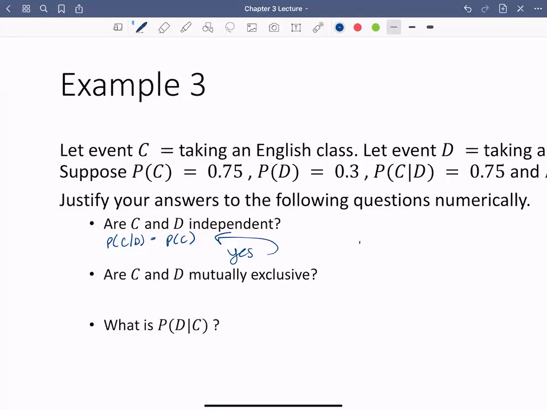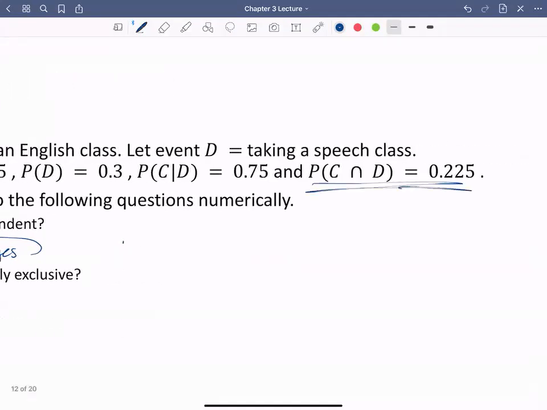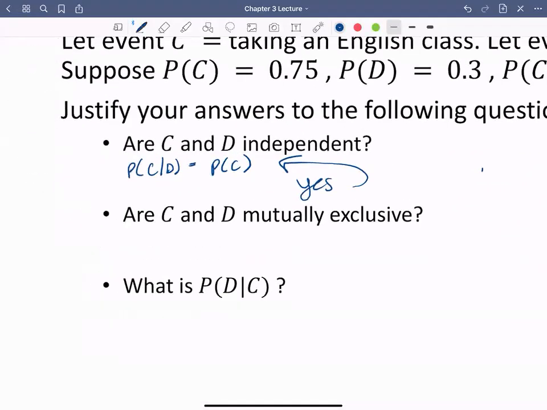Now next is, are C and D mutually exclusive? What does that mean? That means that their intersection should equal 0. Well, right here, what's the intersection? Definitely not 0. So that means they can happen at the same time. So are they mutually exclusive? The answer is no, and that's because the probability of their intersection does not equal 0.